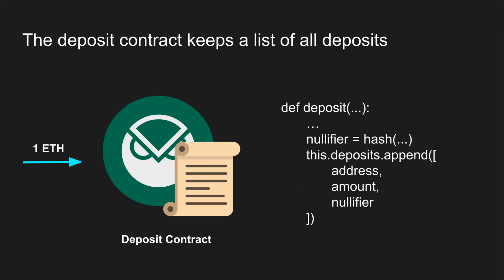So if I'm trying to bridge from Gnosis to Ethereum, I would call the deposit contract and put in a deposit. Then in the deposit contract's state, we would just keep track of a list of who's deposited: the addresses, the amounts, and a nullifier. That just lives in the state of the Gnosis Chain deposit contract.